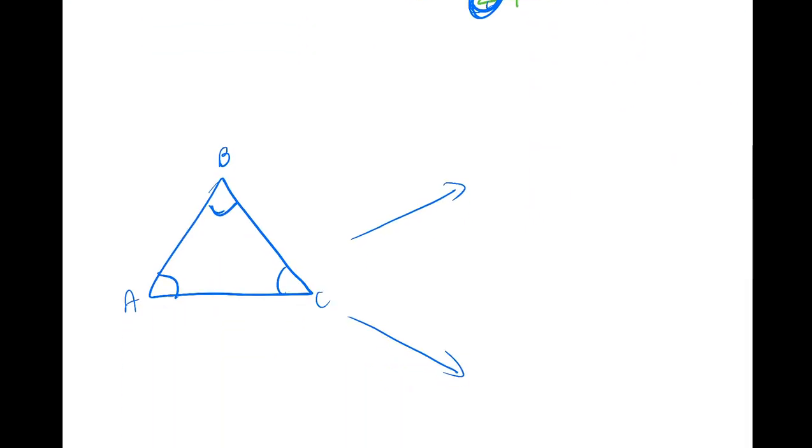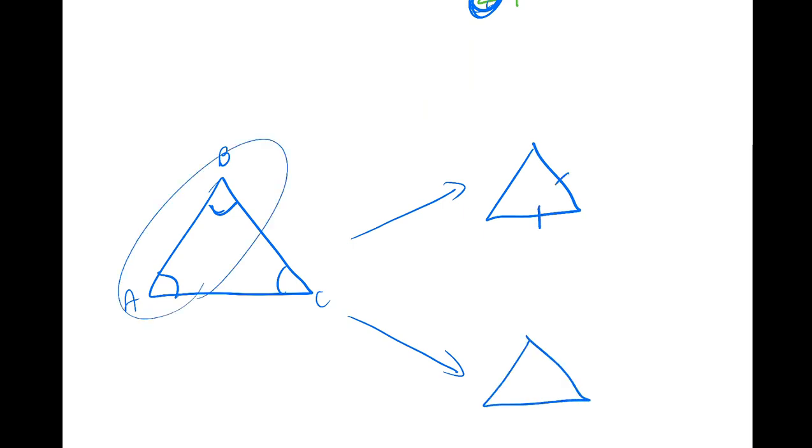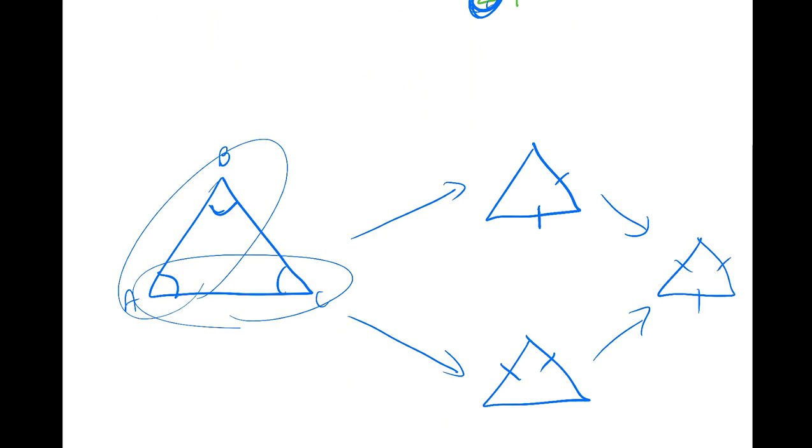Same thing here. If we're talking about these two angles, well then these two sides are the same. And if we're talking about these two angles, then these two sides are the same. Put those together, and that means all of the sides are the same. So you just use the converse of the base angle theorem twice. That's why it's a corollary. It's literally a two-step proof.